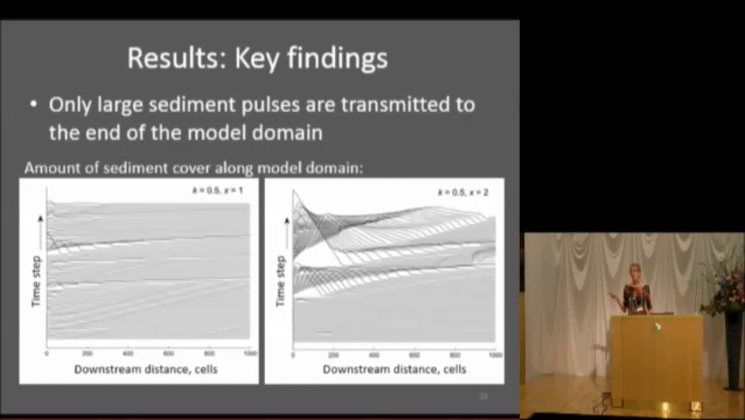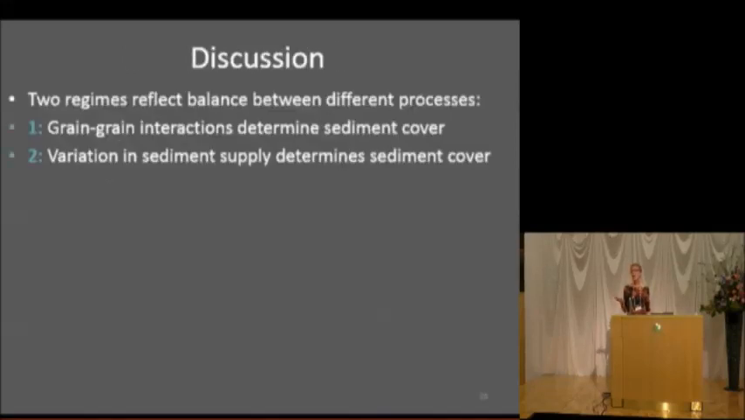So we've got these two different regimes, and it seems that we've got this variation between this regime where the grain-grain interactions are determining the sediment cover, and this regime here where it's very much the variation in sediment supply that's overriding the impact of those grain-grain interactions. And it seems that over the first regime, those grain-grain interactions can actually buffer the system to some extent against those variations in sediment input.